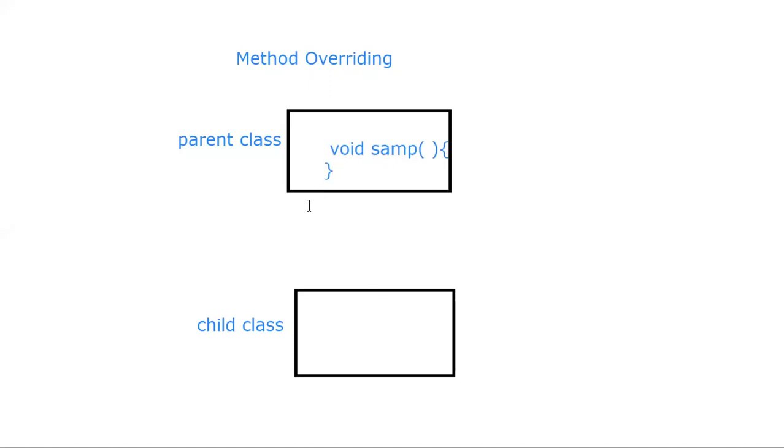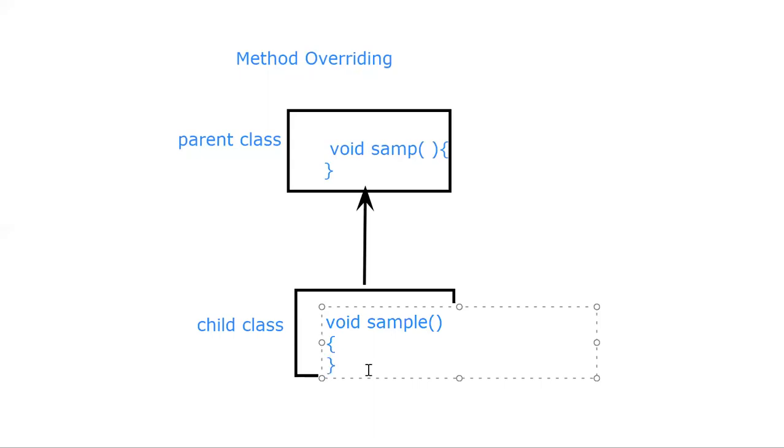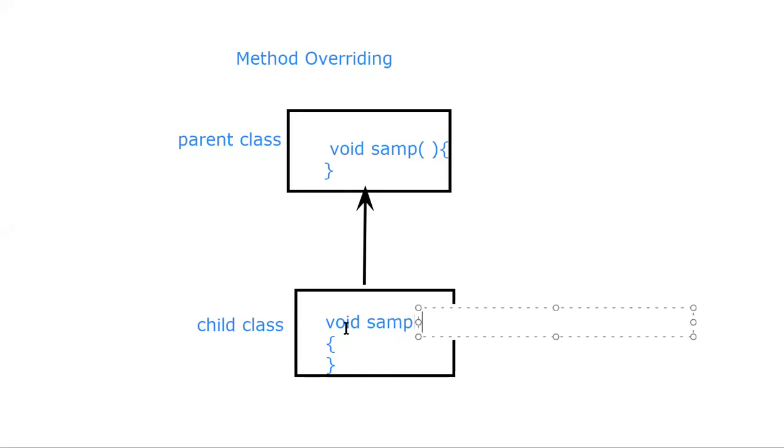Let us consider now that this parent class has been inherited by the child class. Now, if this child class holds the same method that is available in the parent class, then the method in the child class is said to override the parent class method. That process takes place only when the child class method has the same name and same type signature.